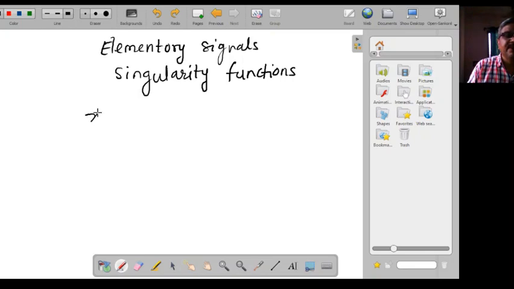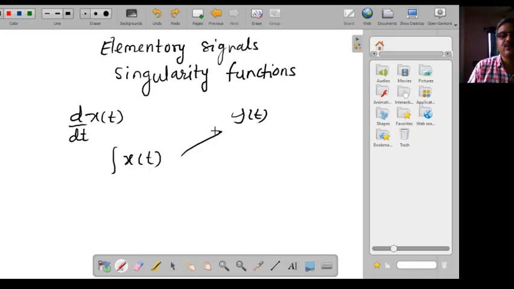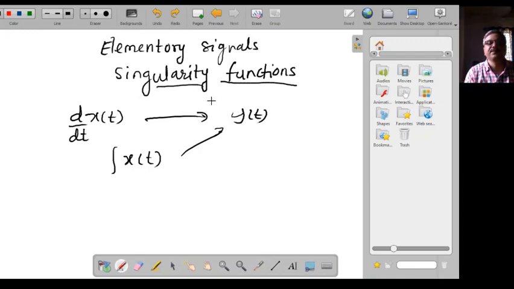That means if x of t is given, then I can derive y of t by some mathematical process called derivative or integration. So by making use of these mathematical tools, I can get y of t from x of t. Then these functions are called singularity functions. Okay, so basically elementary signals are singularity functions.